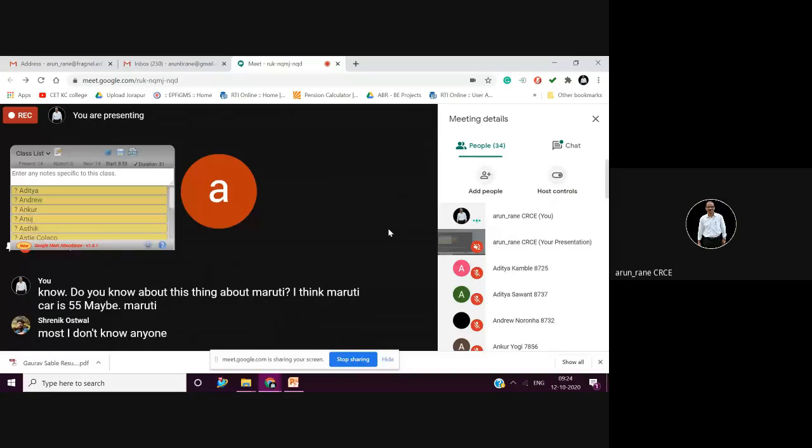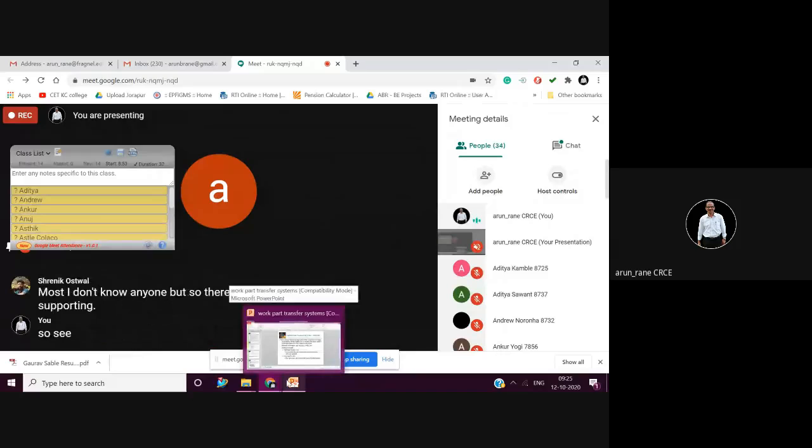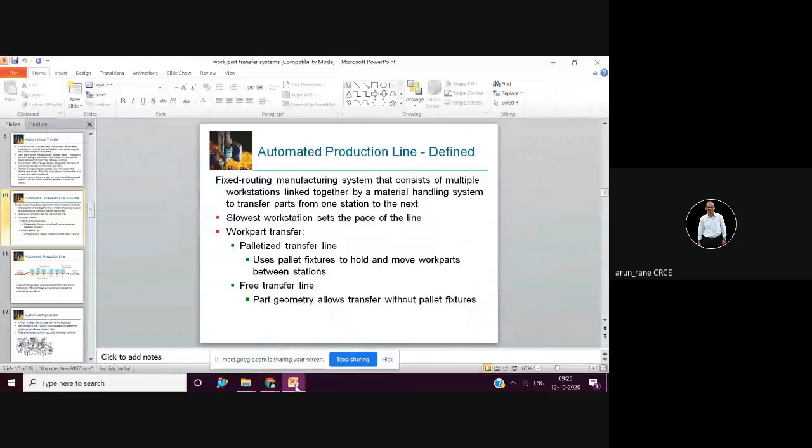Okay, Bajaj. So see, every 28 seconds it is rolling out. So you have to see any particular workstation. Suppose it is taking 35 seconds, then the manager or engineer has to see how to reduce it from 35 seconds to 28 seconds. Otherwise, your cycle time will become 35 seconds instead of 28 seconds.